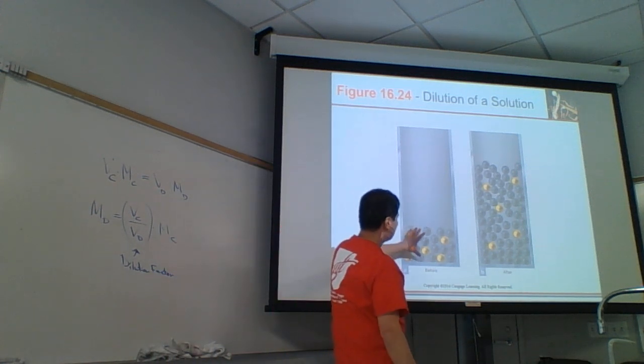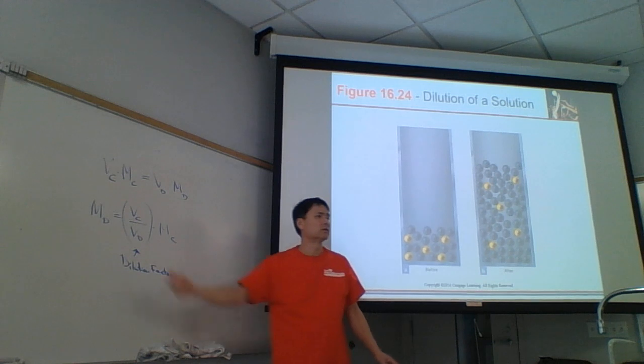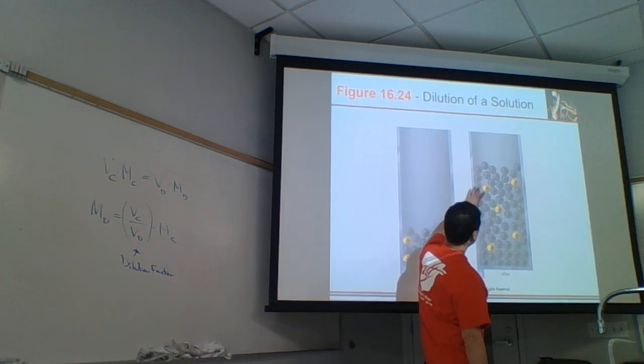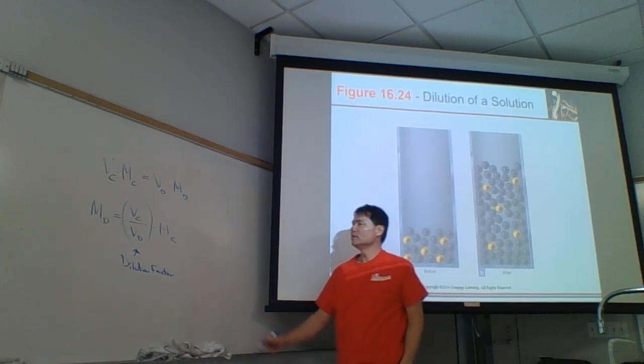And so we look at the volume of the concentrated. Well, this is the volume of the concentrated. We'll call it 1 part. Then we'll look at the volume of the dilute. If you look at the dilute, how many parts did we go to? So 1 part, 2 parts, 3 parts. Do you see that? So this looks to be a 1 to 3 dilution.